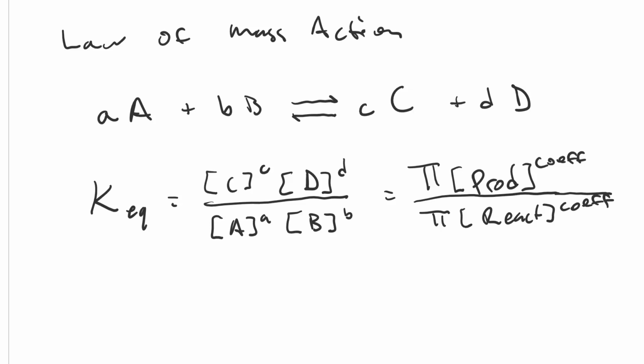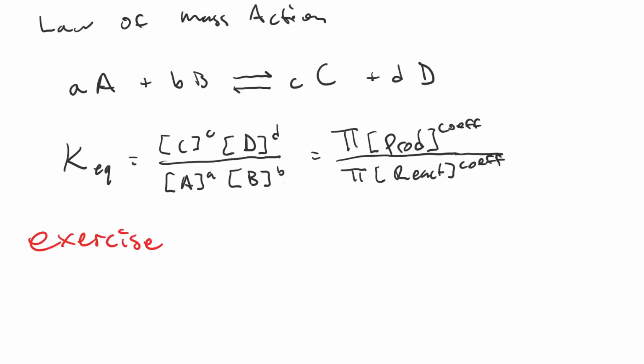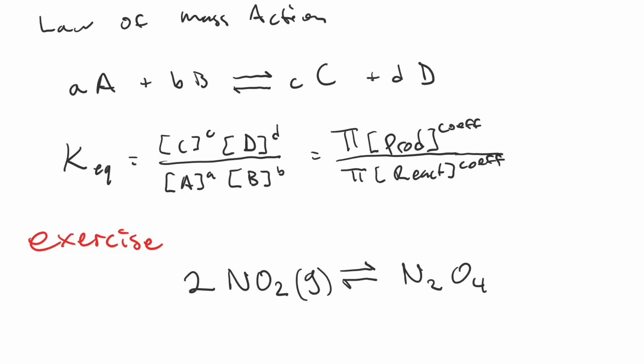Just for the record. Here's an exercise for you. Nitrogen dioxide interconverts with dinitrogen tetroxide. Can you write the equilibrium constant expression? Pause your video and work it.